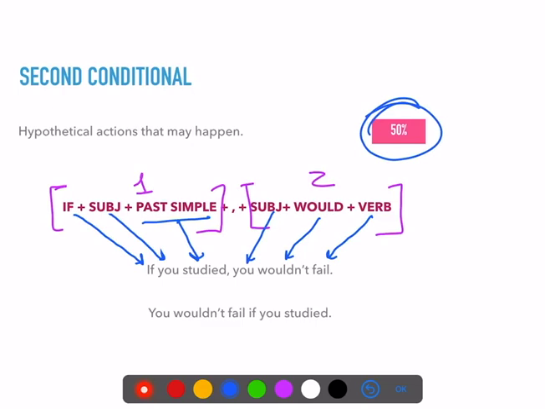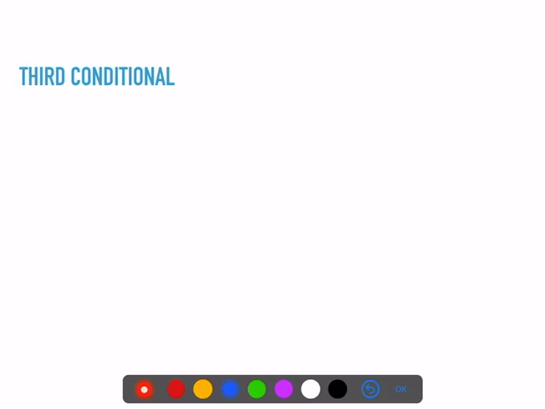Okay? And of course, you can do it also starting with the second statement. You wouldn't fail if you studied. And again, be careful with the comma, because the comma in this case is not written. Okay? Well, now we have the third one. And the third one is really, really difficult. But don't worry, because with practice you can do it perfectly, I'm sure.